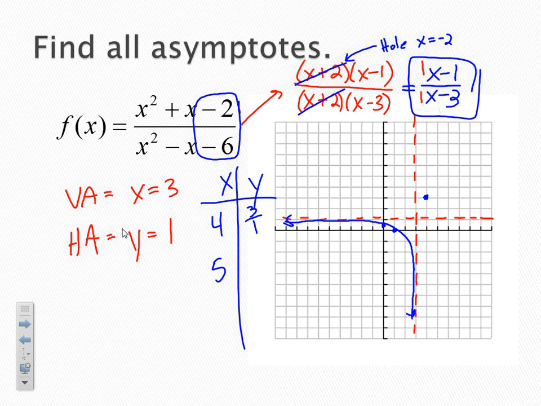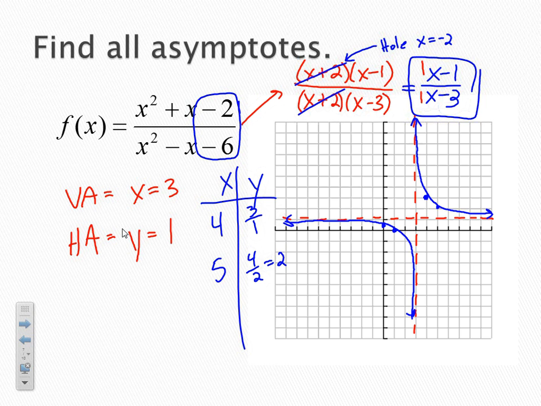Now let's plug input 5 into our function. So 5 minus 1 is 4. 5 minus 3 is 2. 4 over 2 is 2. So at 5, my graph is right here. And again, I have enough points now to get an idea of what this graph is doing.